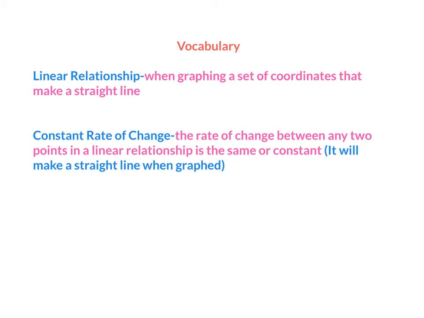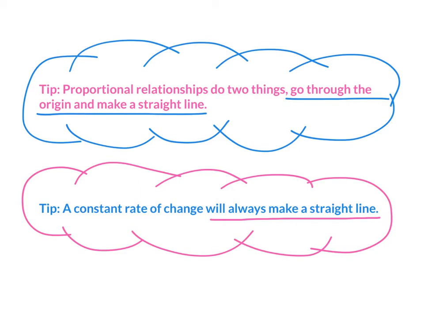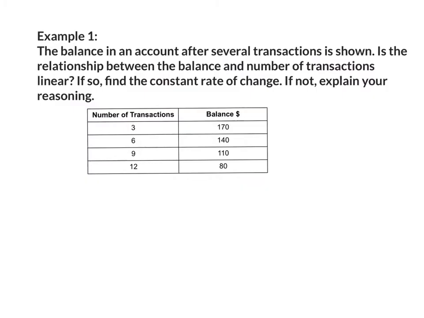Vocabulary: linear relationship, when graphing a set of coordinates that make a straight line. Constant rate of change: the rate of change between any 2 points in a linear relationship is the same, or constant. It will make a straight line when graphed. To find the rate of change, you take the change in y and divide by the change in x. Proportional relationships do two things. They go through the origin and make a straight line.